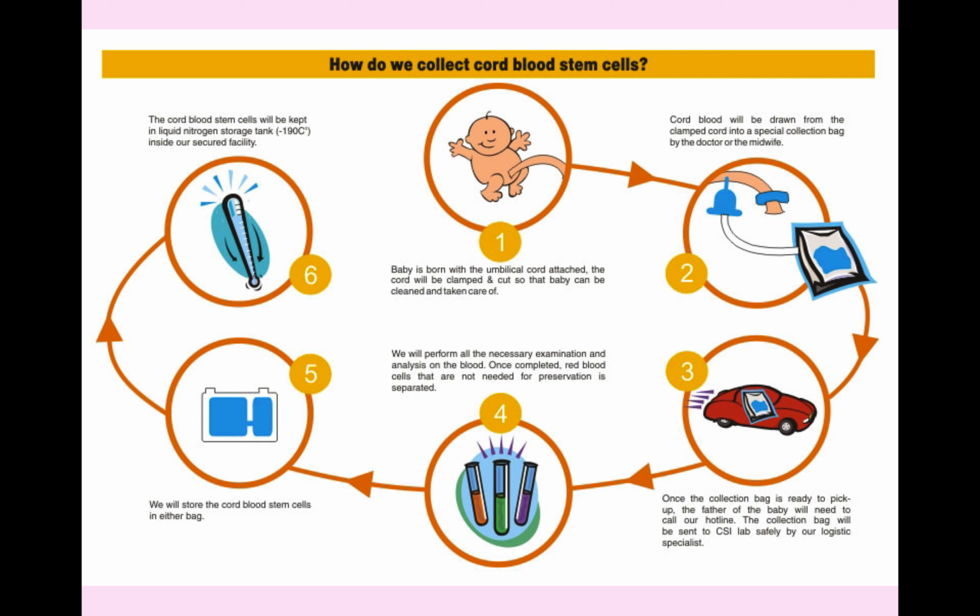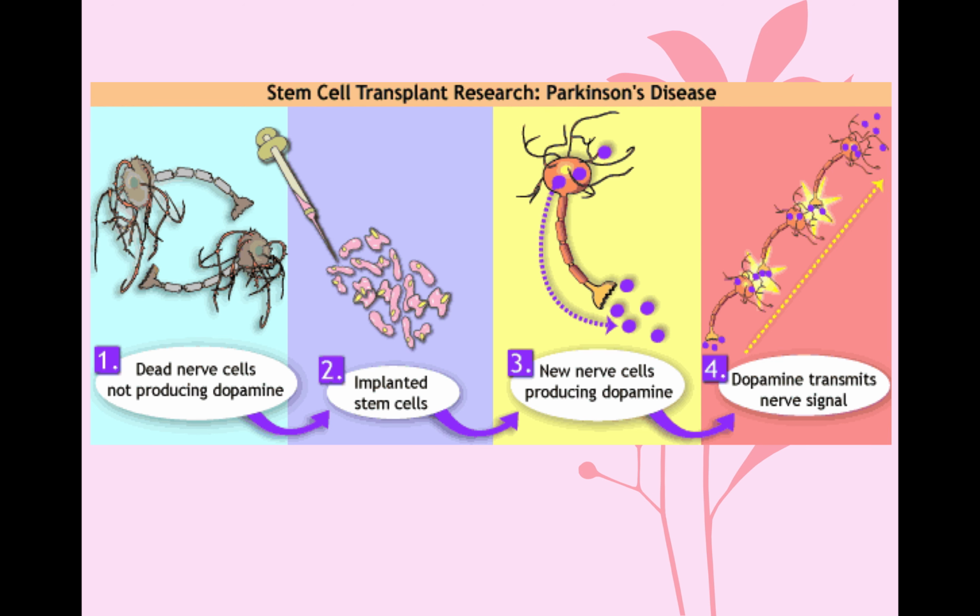Now, this kind of stem cell is basically used to treat leukemia or anything to do with blood cancer. Alright, so this is actually one of the examples of how stem cell transplant research has been done and postulated, or basically has been tested, for Parkinson's disease.